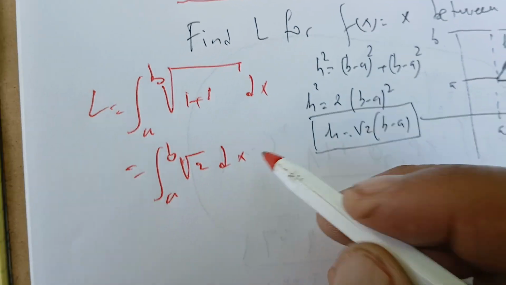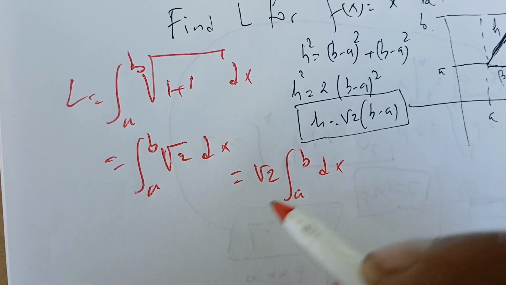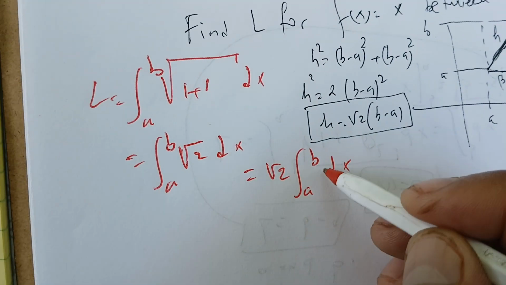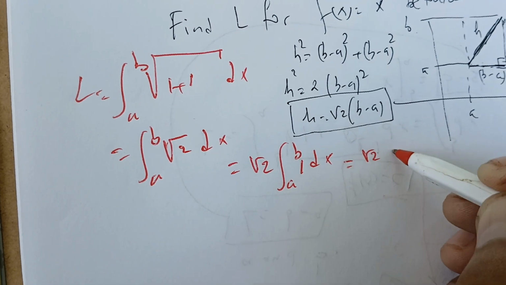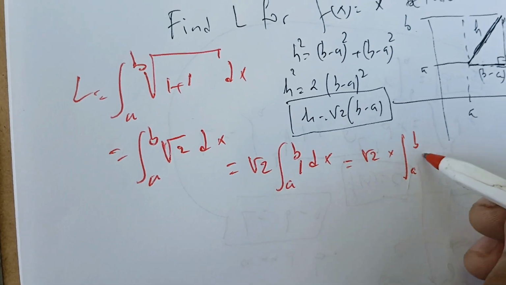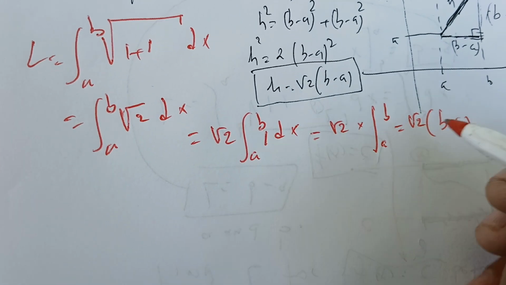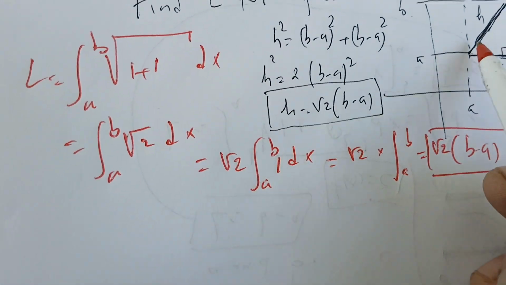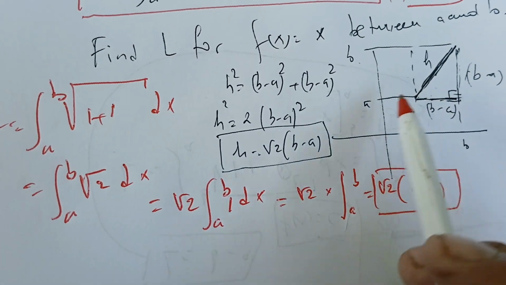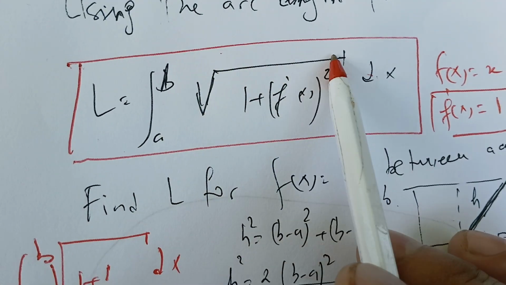The square root of 2 is a constant. I take it outside and I integrate 1 dx between a and b. Therefore, I have the square root of 2 times x between a and b, and evaluating, I get the square root of 2 times (b minus a). So we get the same result using algebra and geometry and using calculus. Remember the formula here.